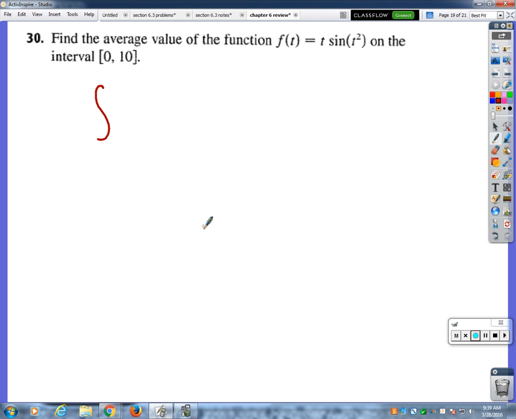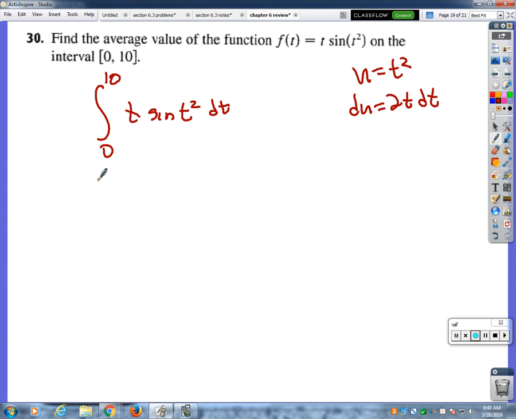All right, find the average value of the function f of t equals t sine t squared on the interval from 0 to 10. So first I'm going to find the value of the integral, and then I'm going to take that answer and divide it by 10. So I'm going to do the integral from 0 to 10 of t times sine of t squared dt. That's an easy calculator problem, but since we're doing this together, we have to do it the long way. So u equals t squared, which means du equals 2t dt. So that means I need a 1/2 in there to get rid of this 2.